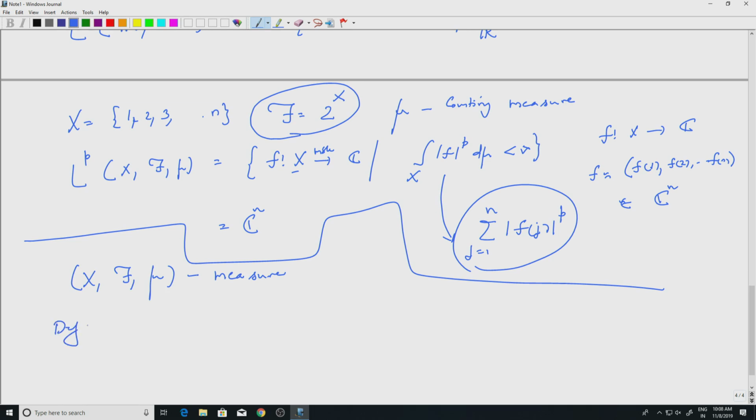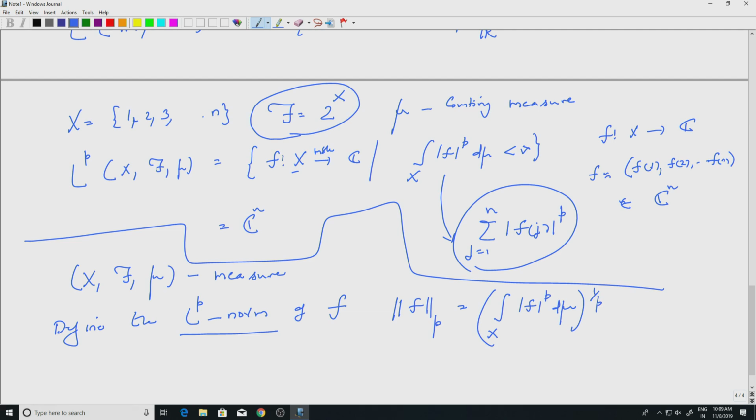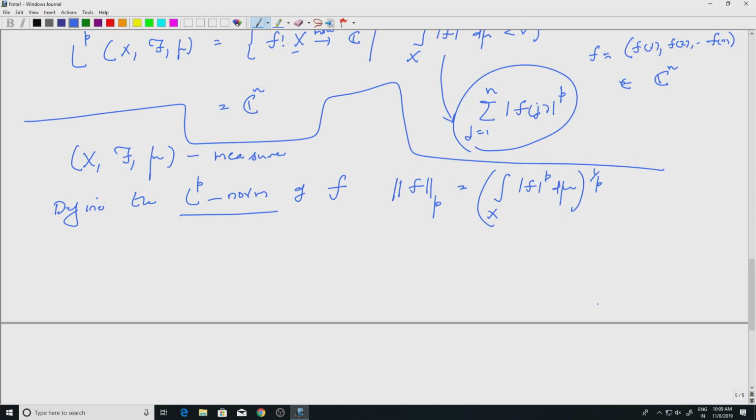Define the LP norm. So remember we defined what a norm is. I'll repeat that. The LP norm of f, where f is a measurable function, is denoted by this symbol: the LP norm of f equals the integral over X of mod f to the p d mu. So if f is in LP, this is finite, and you take the power 1 by p. We will see why the power 1 by p is necessary. Before I go to the examples, let us just notice one property.